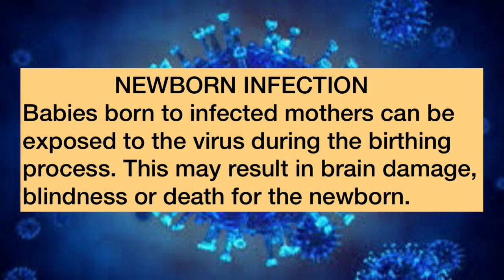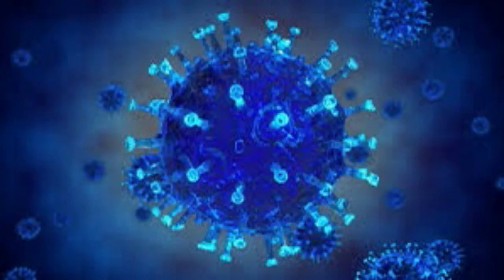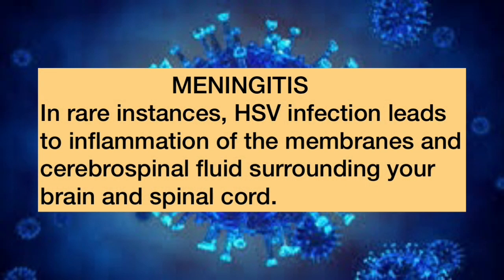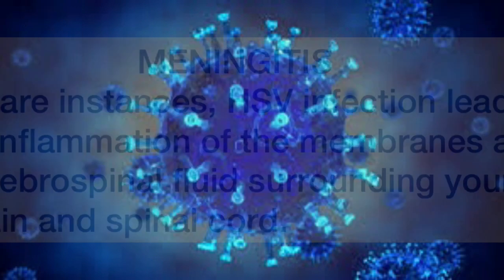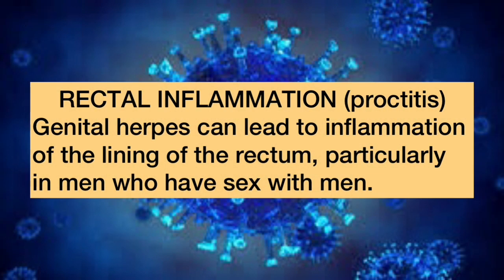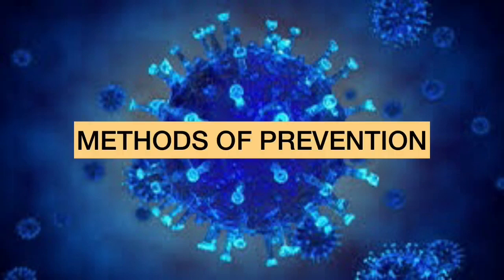Babies born to infected mothers can be exposed to the virus during the birthing process. This may result in brain damage, blindness, or death for the newborn. In rare instances, herpes simplex virus infection leads to inflammation of the membranes and cerebrospinal fluid surrounding your brain and spinal cord. Genital herpes can lead to inflammation of the lining of the rectum, particularly in men who have sex with men. So, how can herpes infection be prevented?